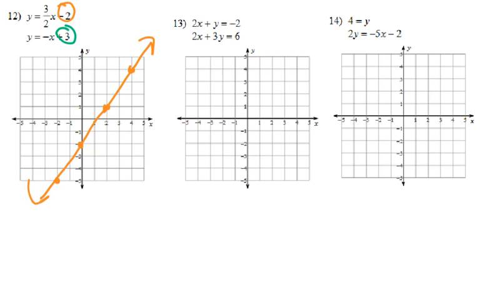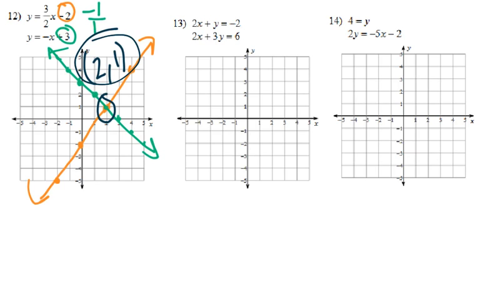Second one, positive 3. Negative x, remember that negative x has a slope of negative 1 over 1. So down 1 to the right 1, down 1 to the right 1, down 1 to the right 1, or up 1 and to the left. Pretty easy to see where that one goes. Right there, x value of 2, y value of 1. There's our answer. You should be writing your answers in that point form.